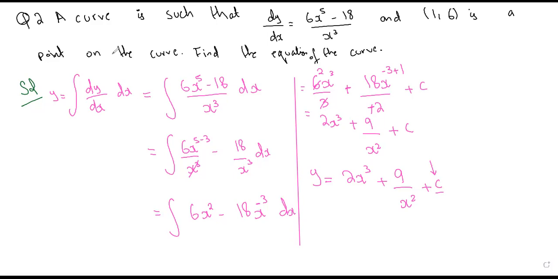So the final answer would be just the equation with the value of constant. So I'll write that down. It would be y equals 2x cubed plus 9 over x squared minus 5. This is going to be the answer. Any doubts in this question? Please tell me honestly if you have understood this or not. Okay, that is good. Now I'll do another question.